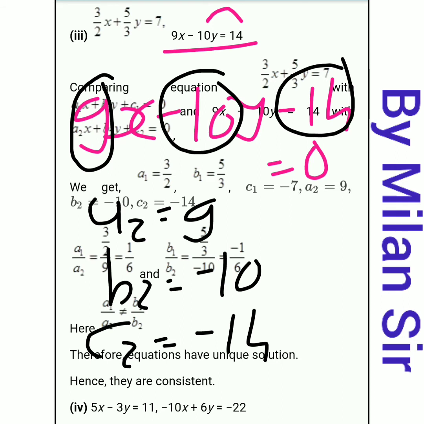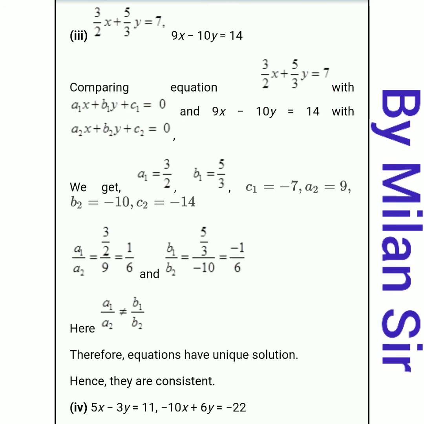Right, constant term. A2 is equal to 9, coefficient of x. B2 is equal to minus 10, coefficient of y. C2 is equal to minus 14. Okay, we need to write this with its sign. Now we have all the values A1, B1, C1, A2, B2, C2. Right, so first of all find out A1 upon A2.